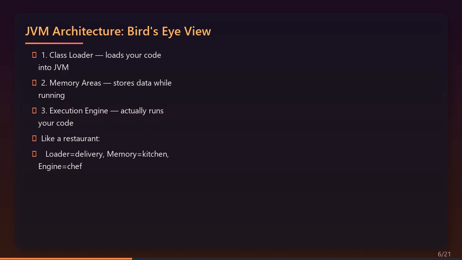The JVM has three big components. First, the class loader. It's responsible for loading your .class files into memory. Second, the runtime memory areas. This is where all data is stored while your program runs. Stack, heap, method area, all of these. Third, the execution engine. This actually runs your bytecode. Think of it like a restaurant. Someone delivers the ingredients, that's the class loader. The kitchen stores them, that's memory. And the chef cooks the food, that's the execution engine. Let's look at each one.